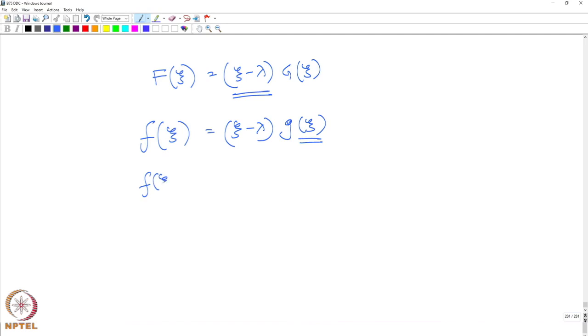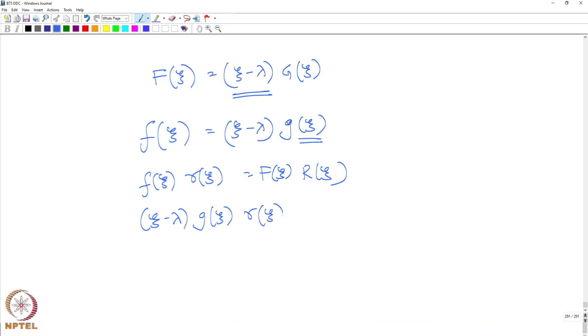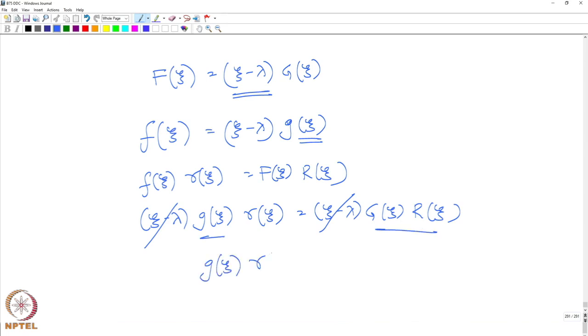But we had f(ξ) R(ξ) equals capital F(ξ) R(ξ), right? And now from this, (ξ minus λ) g(ξ) R(ξ) is equal to (ξ minus λ) capital G(ξ) R(ξ). This I can cancel out. These are non-zero polynomials, and so I have now that g(ξ) R(ξ) is equal to capital G(ξ) R(ξ).